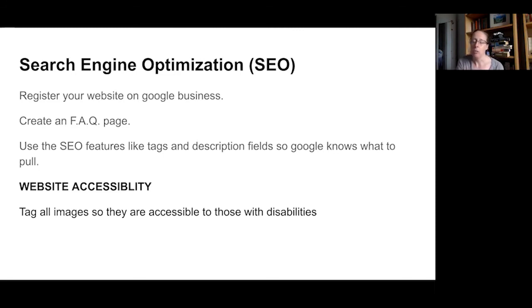So description fields, so Google knows what to pull. That's just giving extra metadata to all of your images, so that Google just knows that a real person is behind it, and it can be a little smarter. But the other thing is that those SEO tags feed into what is called website accessibility.